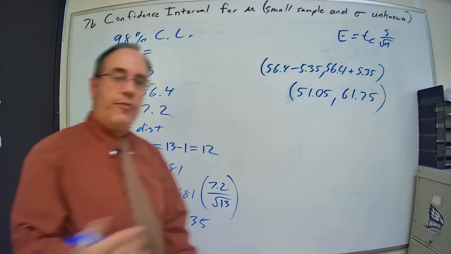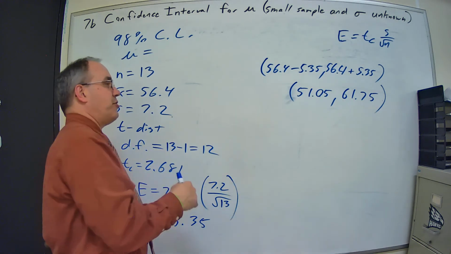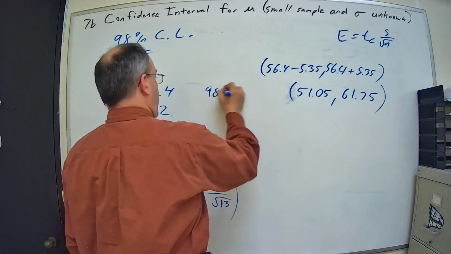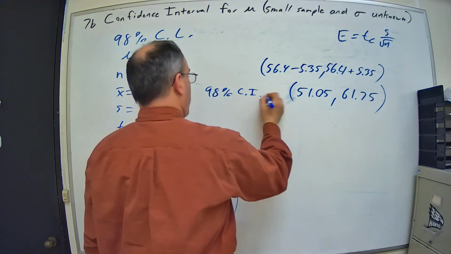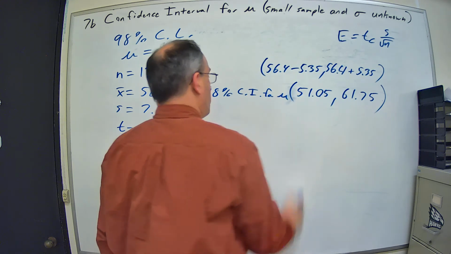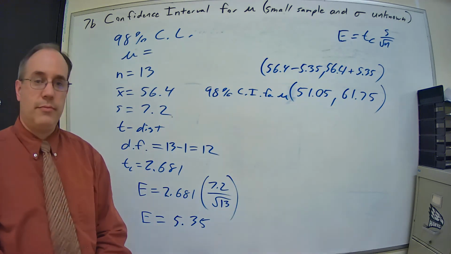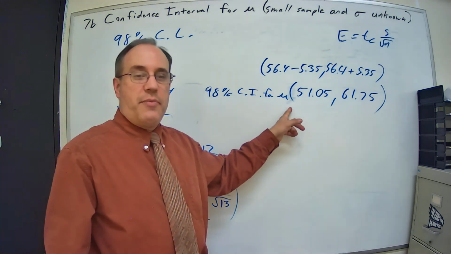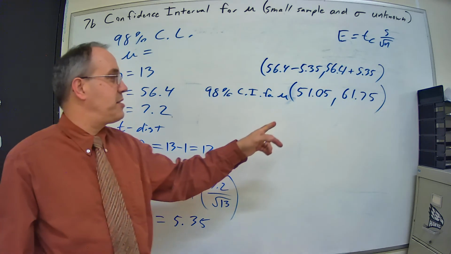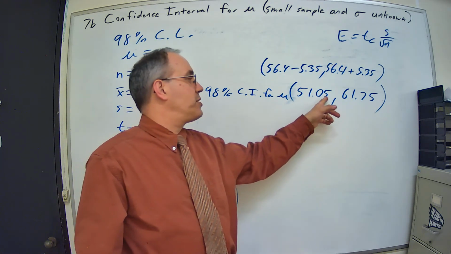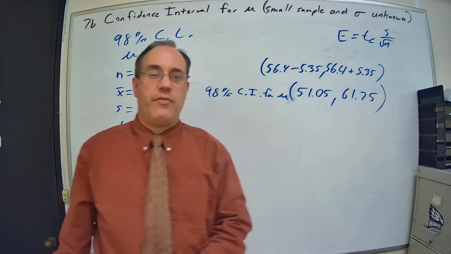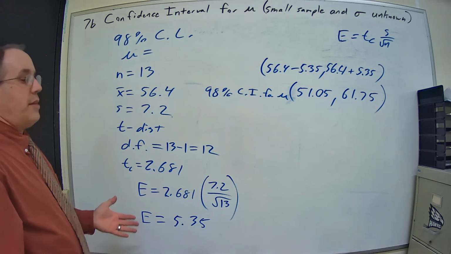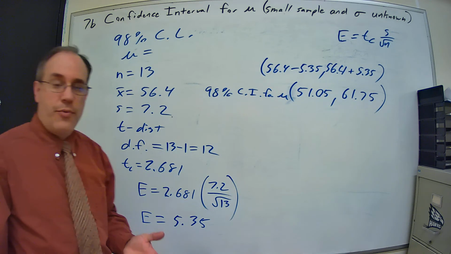And then as before, the final step is we need to write down what this is. This is a 98% confidence interval for mu. We're 98% confident that the average amount of time that it takes a student to take an online statistics exam is between 51.05 and 61.75 minutes. And that's our process, very similar to the process that we did previously.